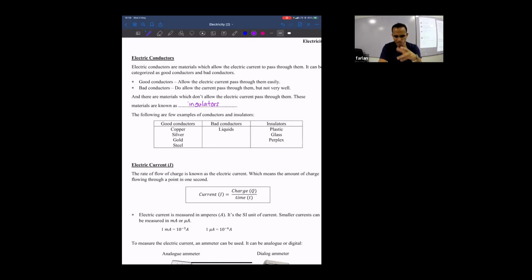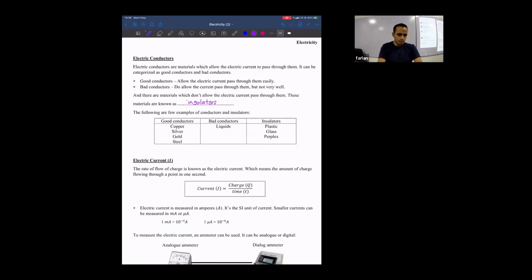These are the types of material which don't let the current pass through them. That is the reason you will see that when people are working, especially with current, they wear rubber boots. Why? Because rubber is a good insulator. Even plastic and glass are good insulators. They don't let the current pass through.